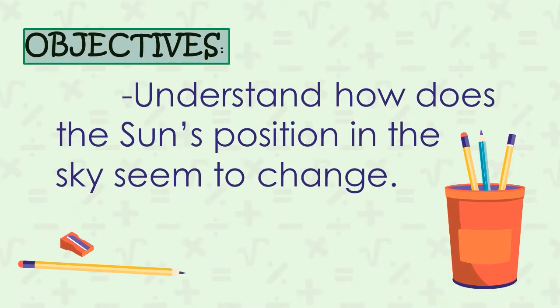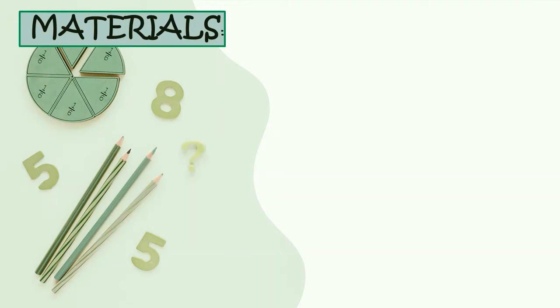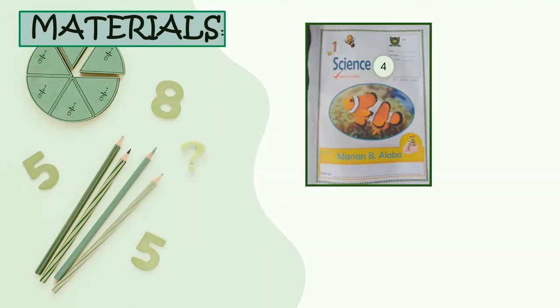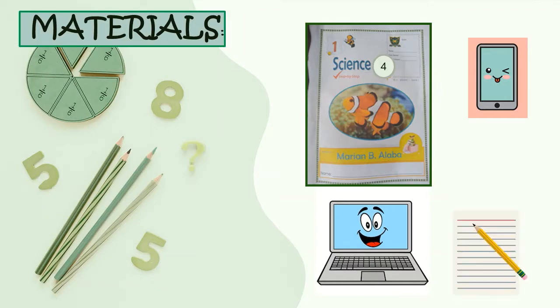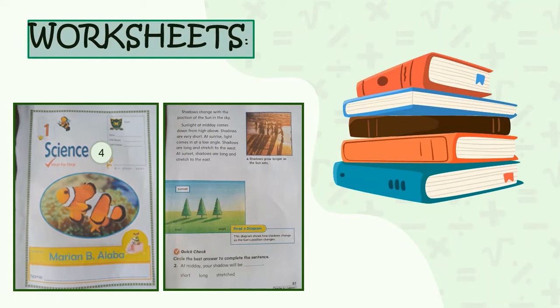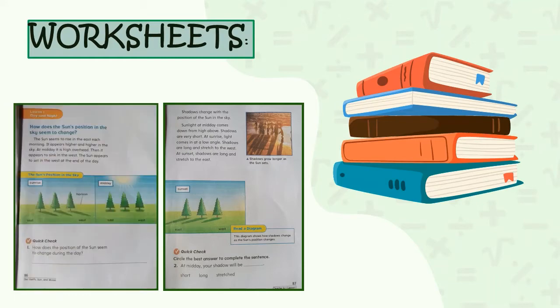Our objective for this lesson is to understand how the sun's position in the sky seems to change. And these are the materials you need: your worksheets, your smartphone, your laptop, and your paper and pencil. As for your worksheet, kindly prepare your Science 4 Set 1 and take note of these pages, for you are going to work with this later after the class.